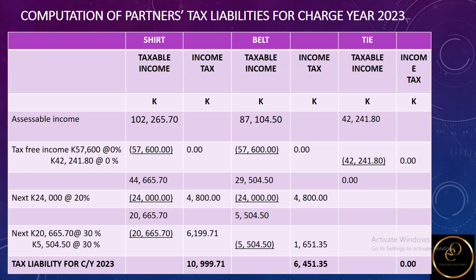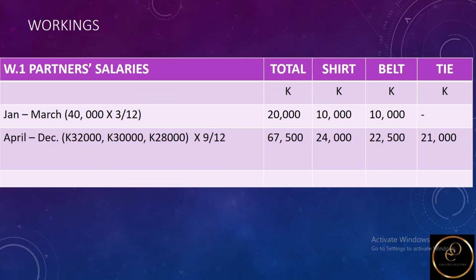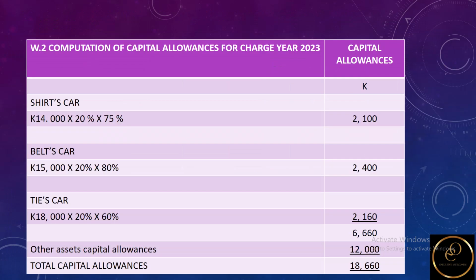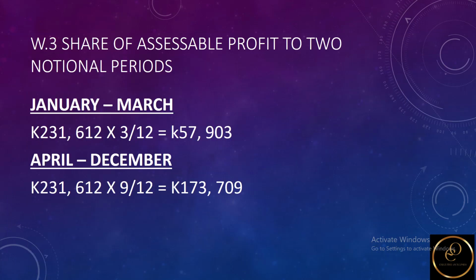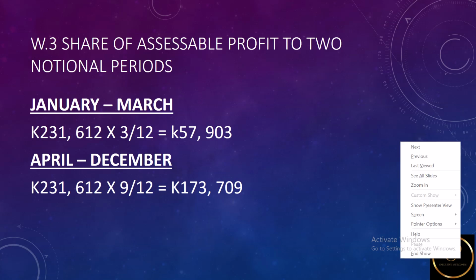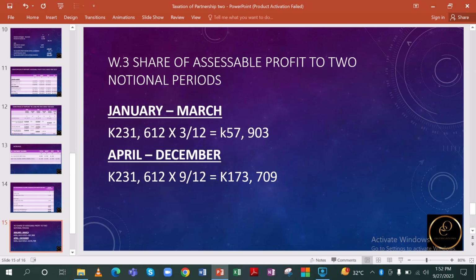So that's how we have come to arrive at these amounts taxable by the revenue authority on the 3 taxpayers who are partners. So this is how you calculate, and these are some of the workings I've been looking at, and this is how I shared the taxable assessable income to the two notional periods. So this is what we can say is a comprehensive example to deal with partnership taxation.